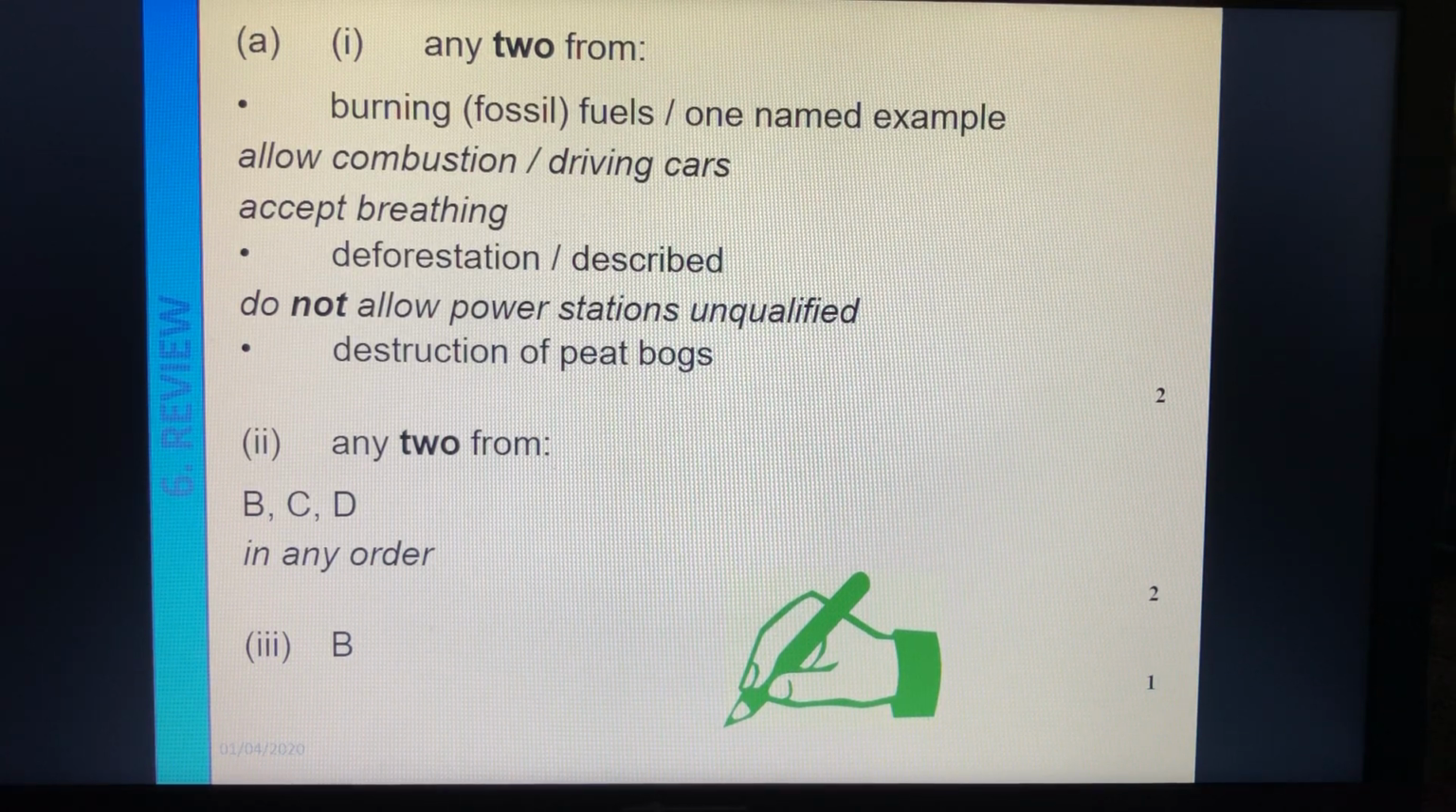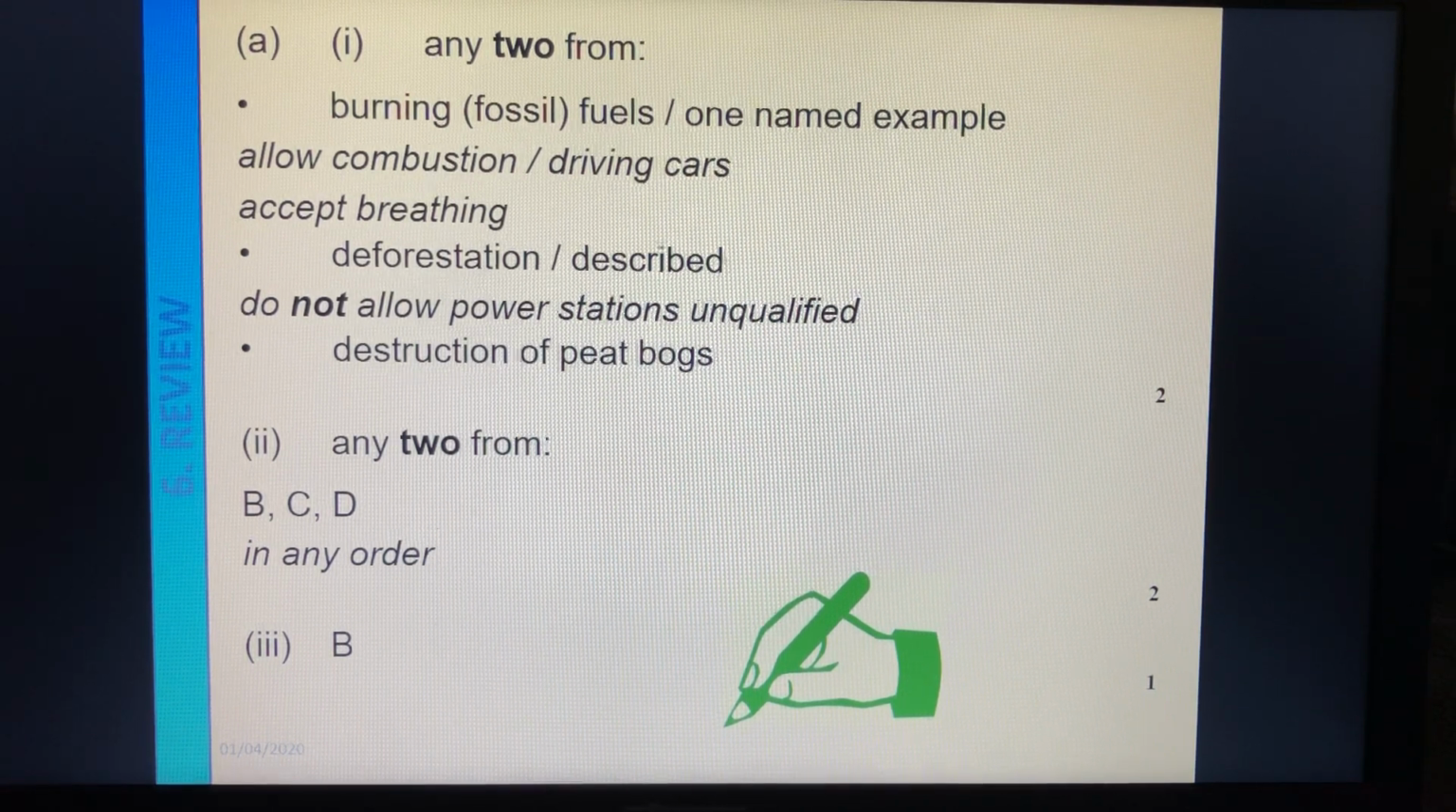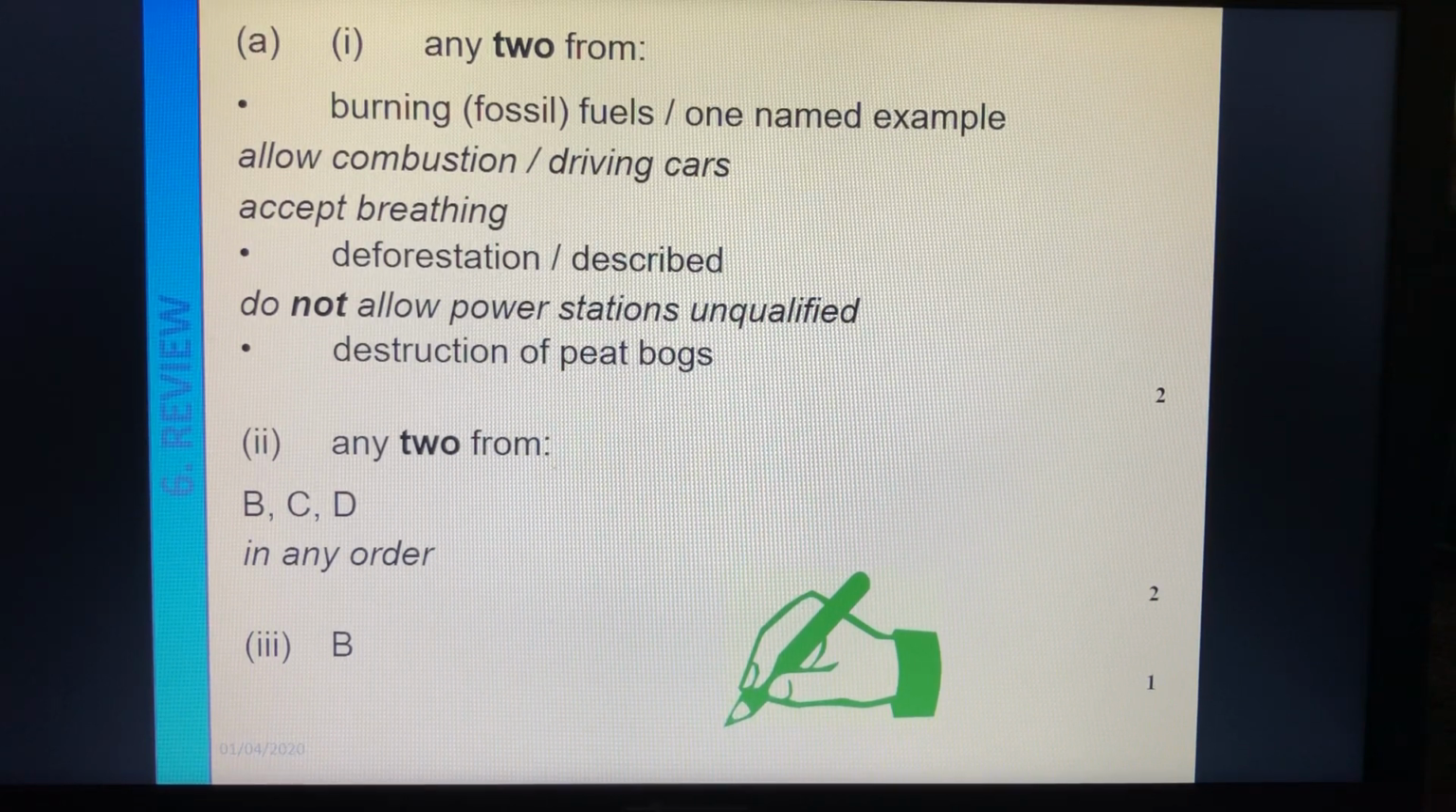You must say fossil fuel power stations, not just power stations, because nuclear power stations are also power stations and do not release carbon dioxide. And destruction of peat bogs.